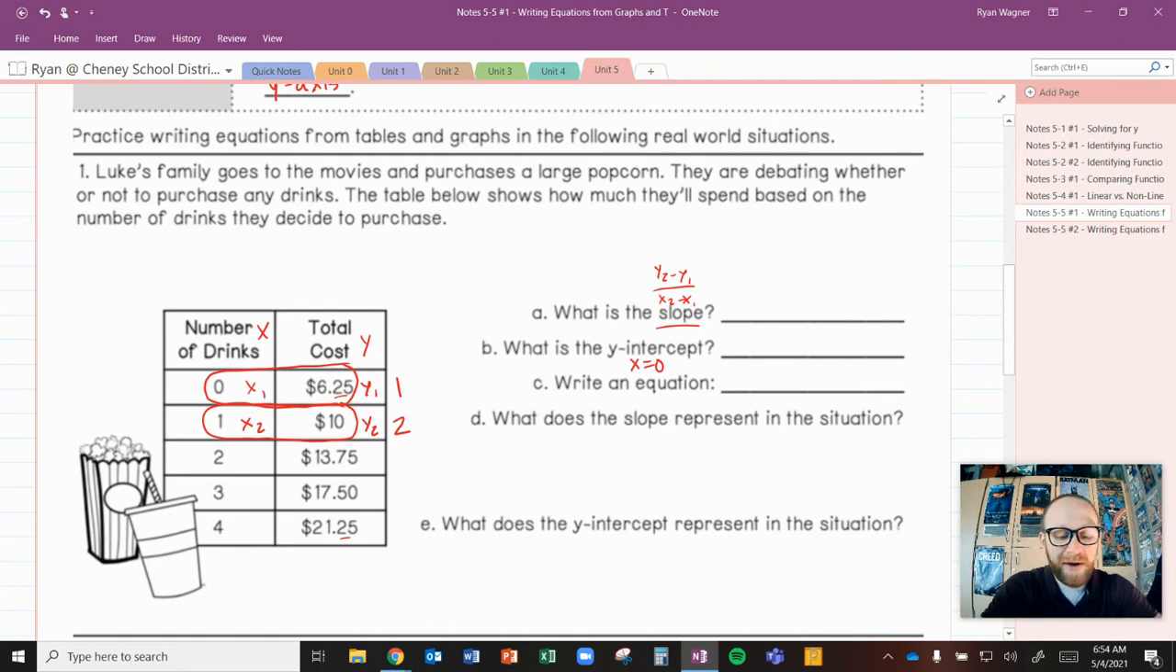So what we're going to do now is we're going to plug into our formula. So y2 is 10 minus 6.25 over 1 minus 0. Okay. 10 minus 6.25. Well, 10 minus 6 is 4. Subtract 0.25 from that. 3.75. 1 minus 0 is 1. And anything over 1 is just whatever's on the top. So 3.75. That is our slope.